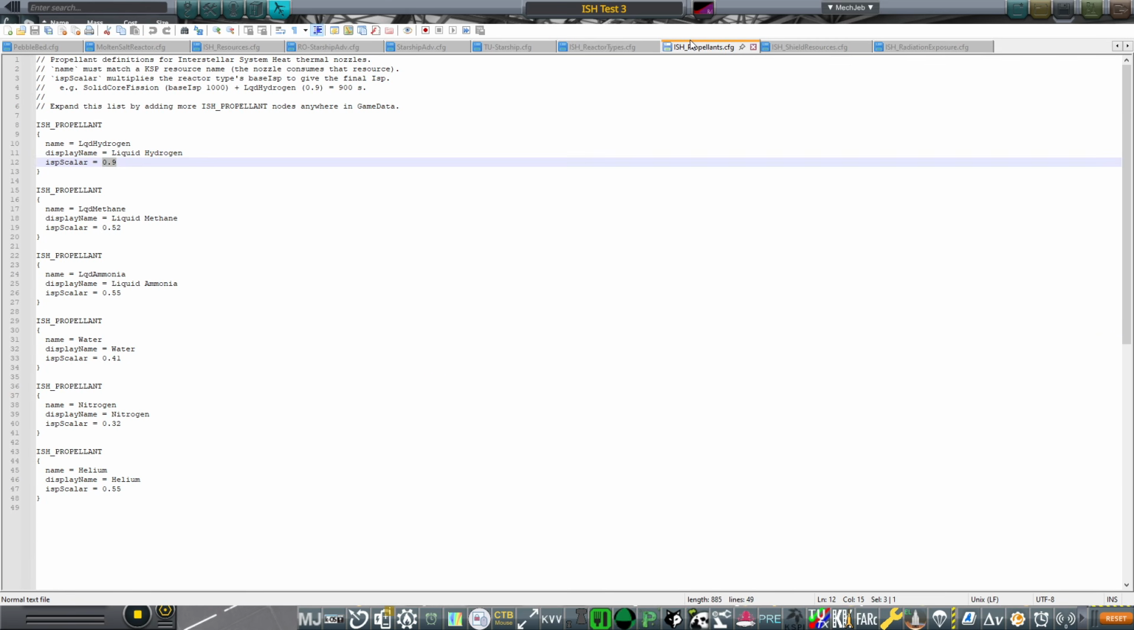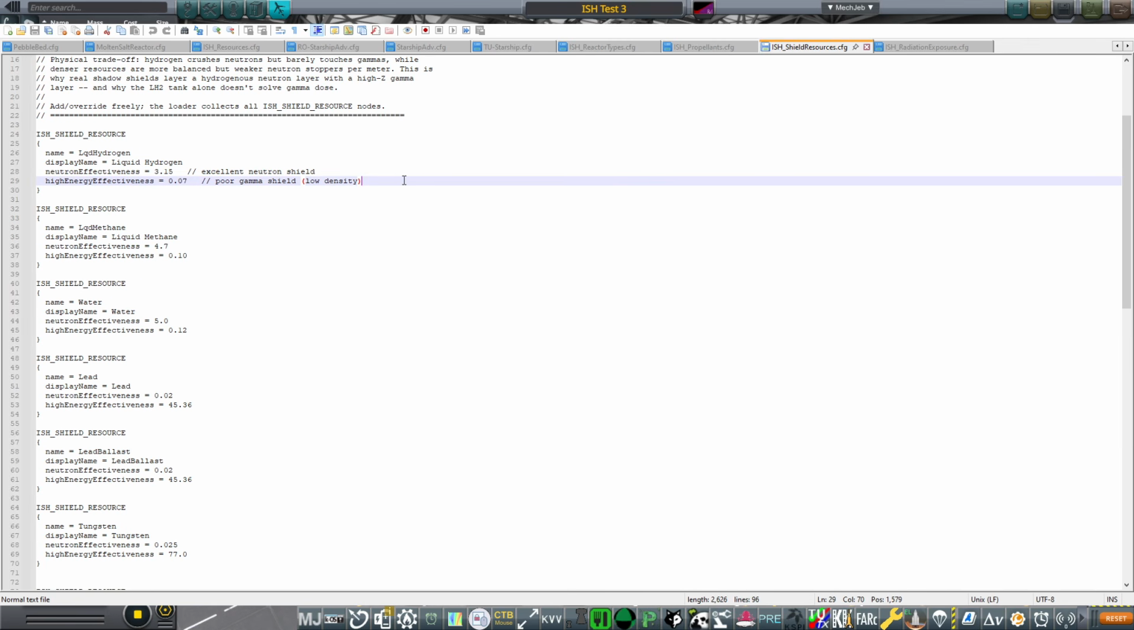And once you've got the ISP and the system calculates how much power you get from each of the reactors, then you can derive the thrust from that. The more power you have, the more thrust you can get. Now, then there's the shielding resources. So there's the Interstellar System Heat shield resource.config, and there's the effectiveness of each of the resources that you can put into procedural tanks for what they can shield.